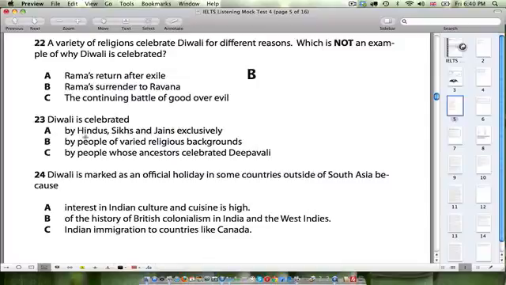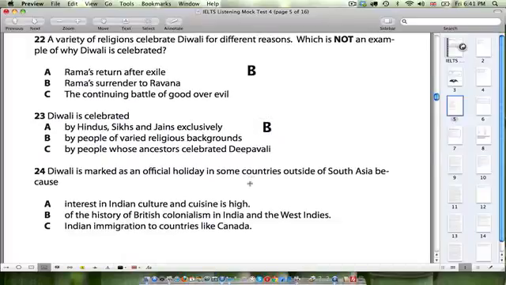Diwali is celebrated by Hindus, Sikhs, and Jains exclusively. Now, they mention Hindus, Sikhs, and Jains for sure. Exclusively, though, no, because they mention that there were several religions all over the world, in addition to these 3, that celebrate Diwali. By people of varied religious backgrounds, yes, could be. By people whose ancestors celebrated Deepavali. No real mention of that, so the answer would be B.